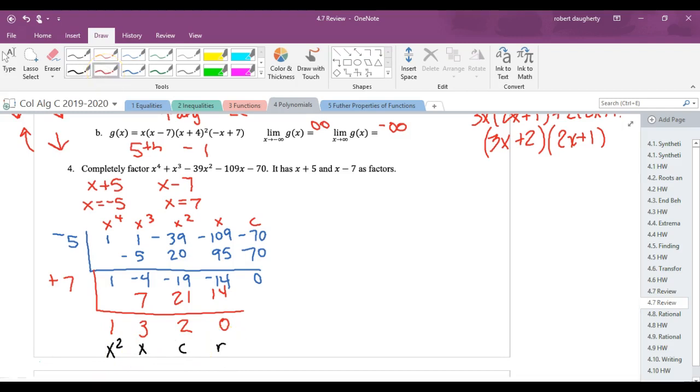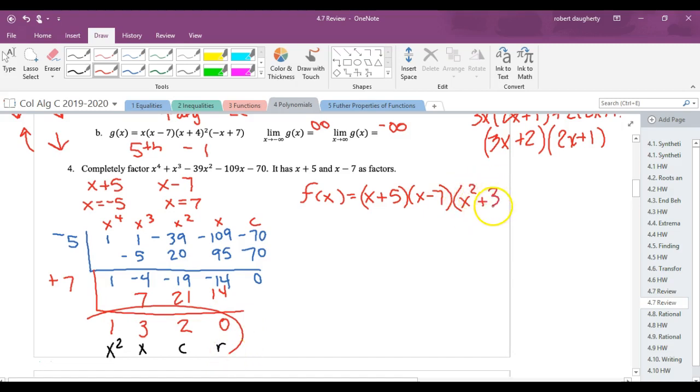So f of x is equal to x plus 5, x minus 7, the 2 factors that I know. And then how do you read this bottom row here? That is x squared plus 3x plus 2.